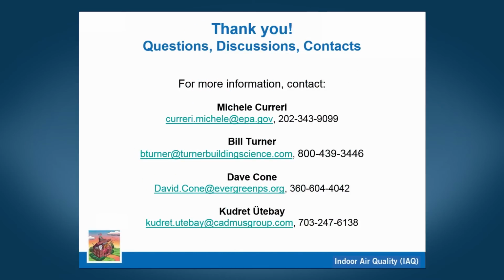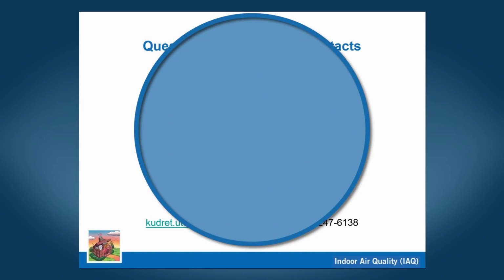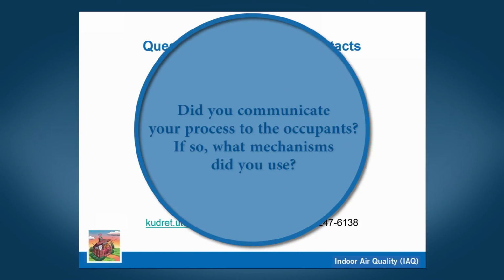Great. Thank you so much. Dave, this one is for you, and I believe it's about the case study you just presented, Image Elementary. Someone is asking if you communicated your process to the occupants, in parentheses, investigations, findings, corrective actions, etc. And if you did communicate, what mechanisms did you use?